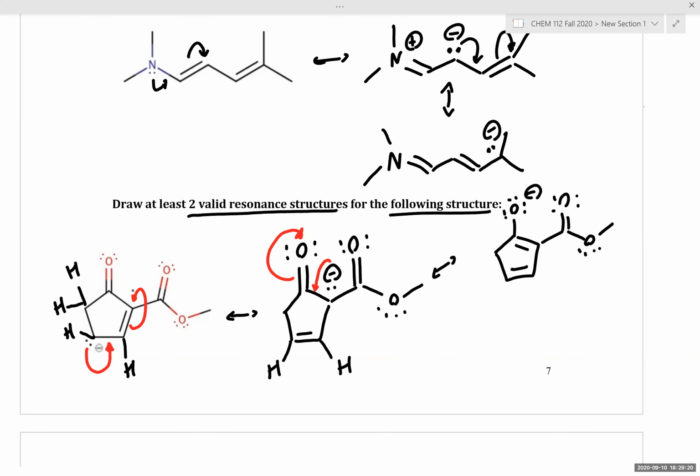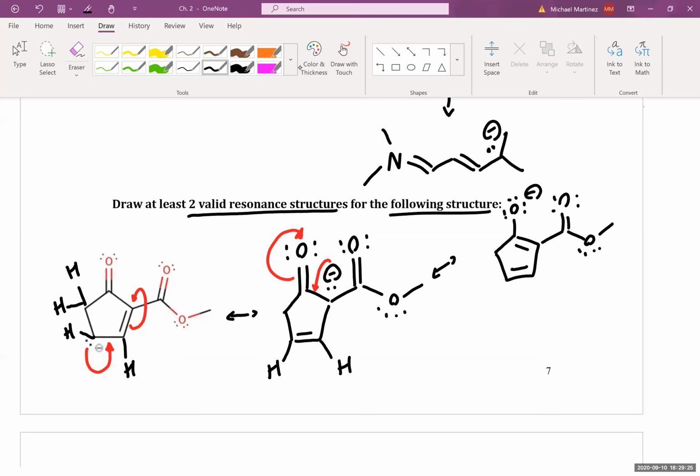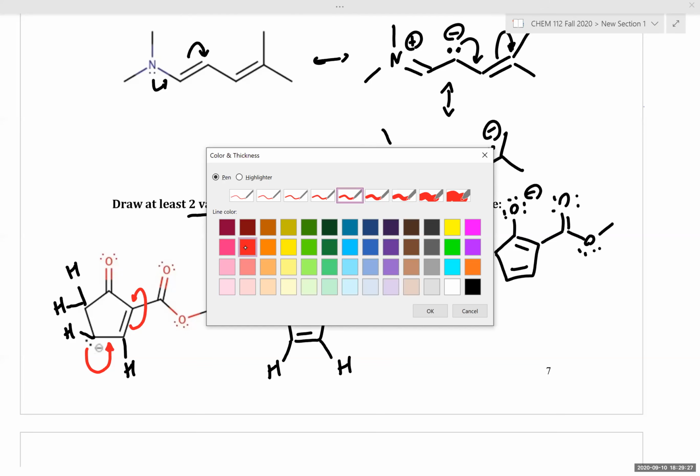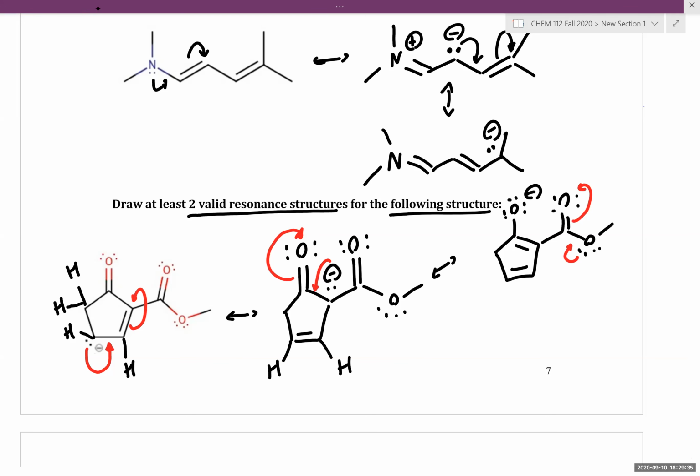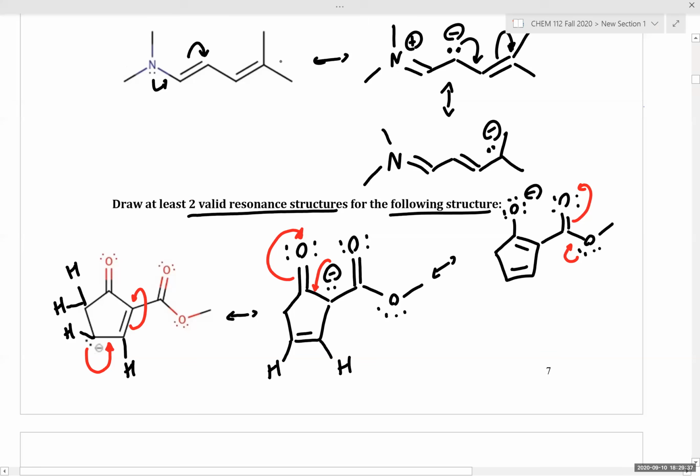Likewise, in the second structure, the student very astutely noted that there's another case where you can draw a resonance structure where if we kick our lone pair down on this oxygen, we can break our carbon-oxygen double bond. And that is also a reasonable resonance structure. It's not a major contributor, but it's certainly a reasonable structure to draw if you're asked to draw a resonance structure.